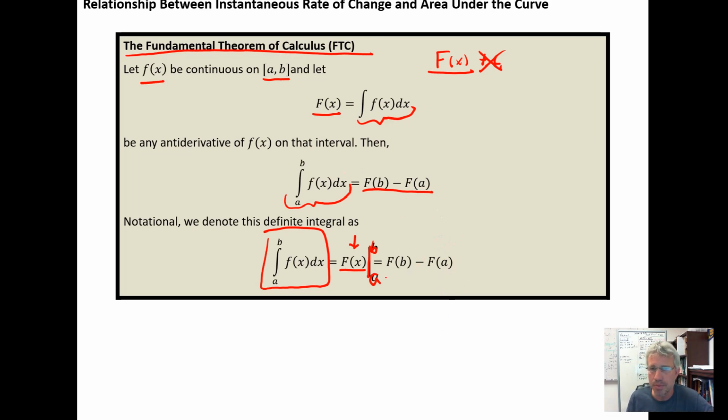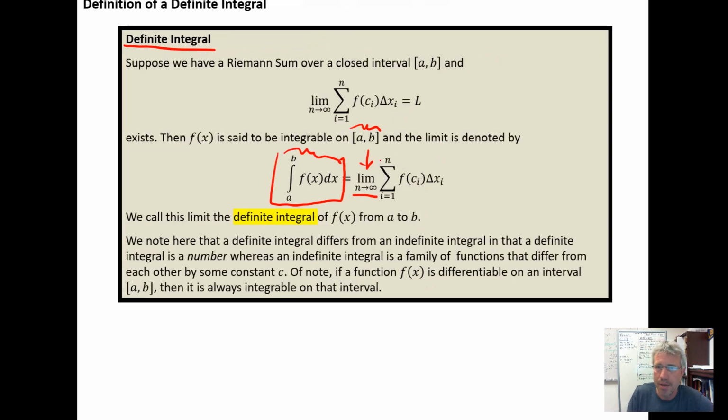The fundamental theorem says, to calculate the signed area under the curve, we merely need to find an antiderivative and then take the difference between the antiderivative evaluated at the upper and lower bounds of integration, instead of having to take the limit of a Riemann sum.